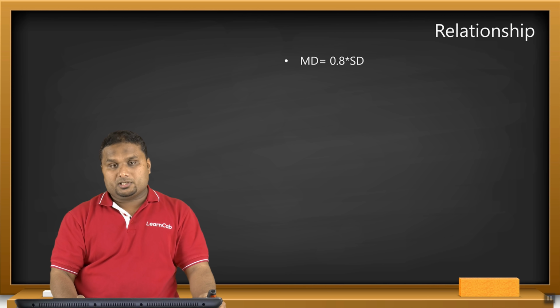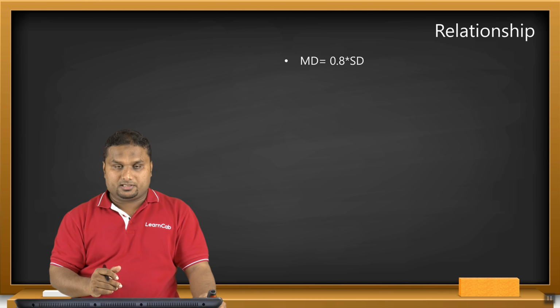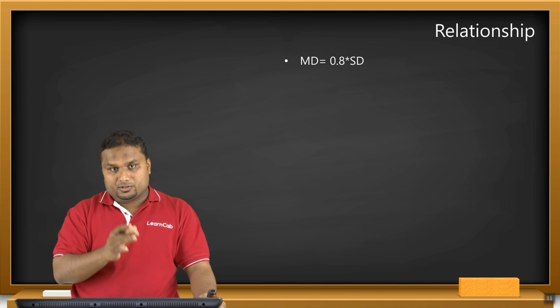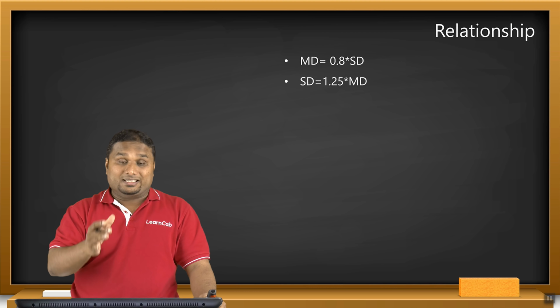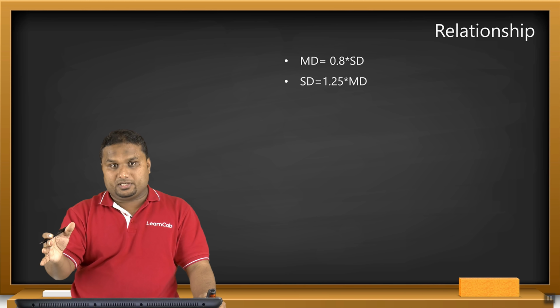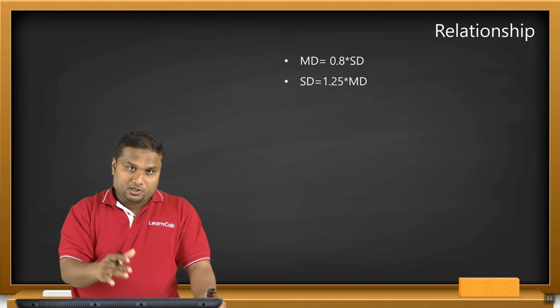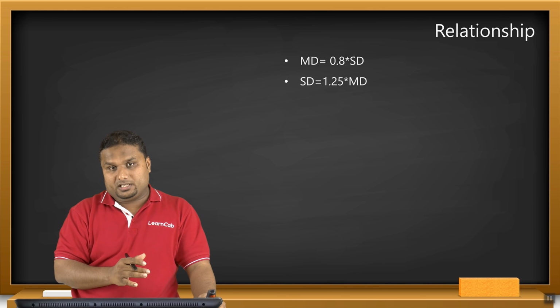In normal distribution, mean deviation is equal to 0.8 times standard deviation. That means 80% of standard deviation is mean deviation. So, standard deviation is 100%, mean deviation is only 80% of standard deviation. The reverse is possible. Standard deviation is 1.25 times mean deviation, 1 by 0.8, which is equal to 1.25 times. So, standard deviation is 125% of mean deviation, which is 25% higher than the mean deviation.